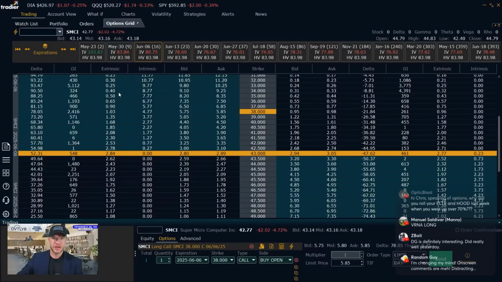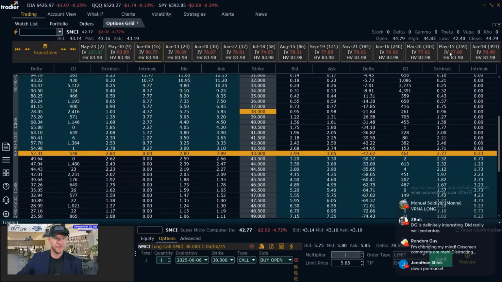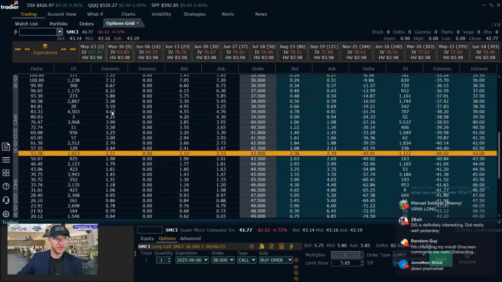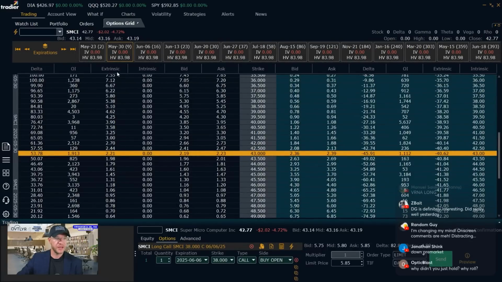You really shouldn't, because all options have what's called extrinsic value. It doesn't matter how far out you go, it has extrinsic value. It doesn't matter how far in you go, it has extrinsic value. Extrinsic value decays over time. And if you are trying to hold on to something long term because you consider yourself a long term investor, you don't want to be holding something that is decaying day after day after day. You really are better off just buying the stock outright.